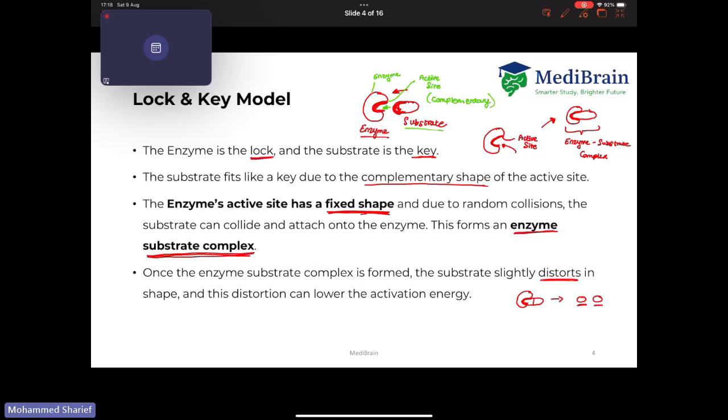Now, the new model that we have, because this model is slightly outdated, is a new model that has been introduced into the A-level biology spec that you are required to know. And this is now the accepted model of the enzyme.